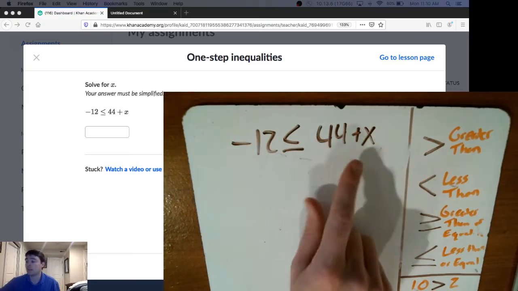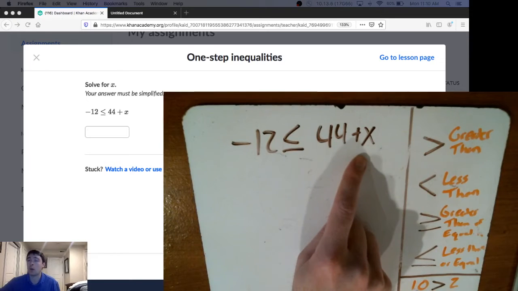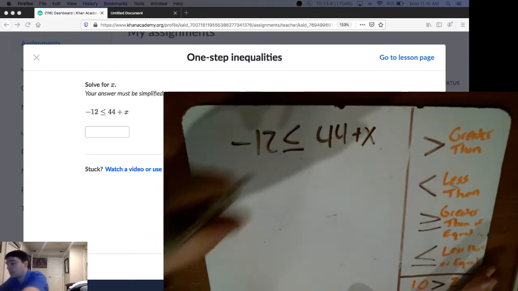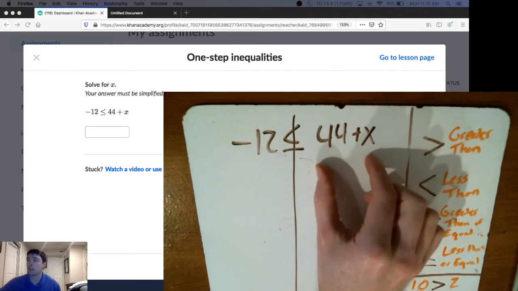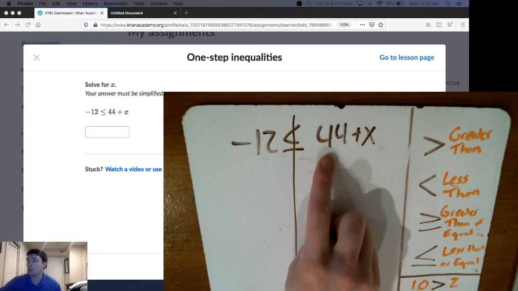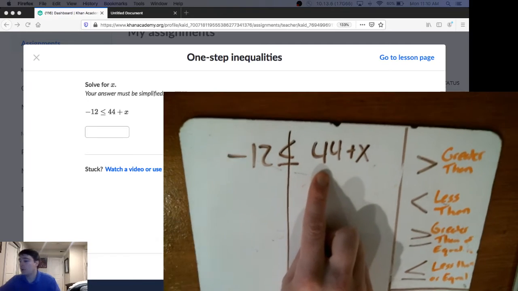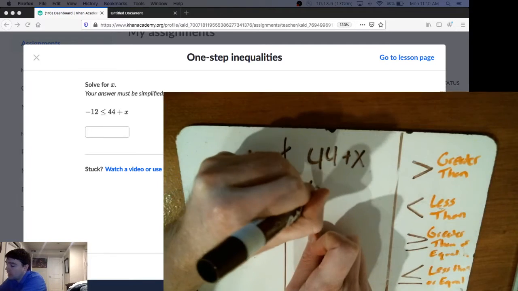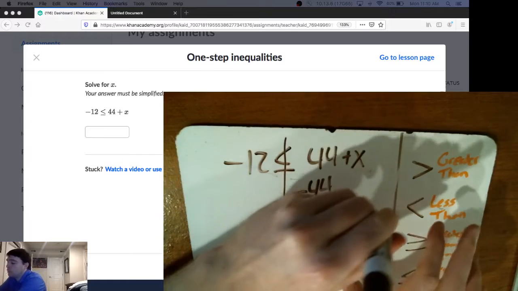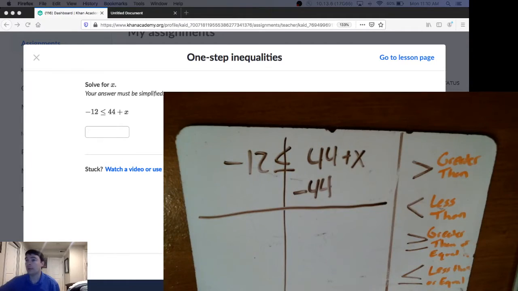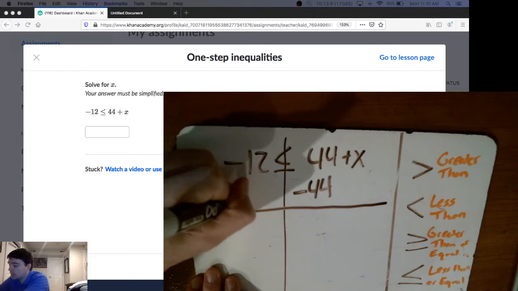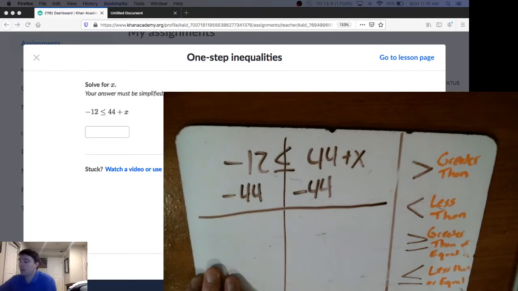My goal is to isolate the variable or get it all by itself on that side of the equation. In this case, our x is located in the right expression. I want to get rid of the positive 44. And the opposite of a positive 44, or of adding 44, would be to subtract 44, or a negative 44. Any change I do to one side of the inequality needs to happen on the other side.